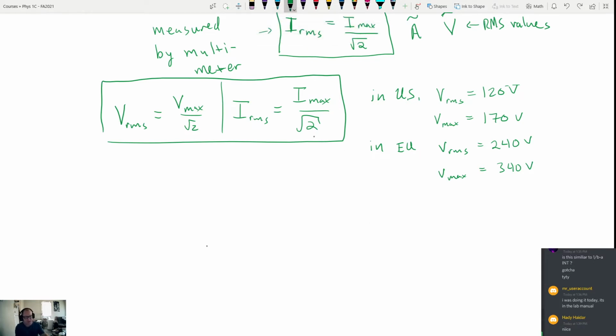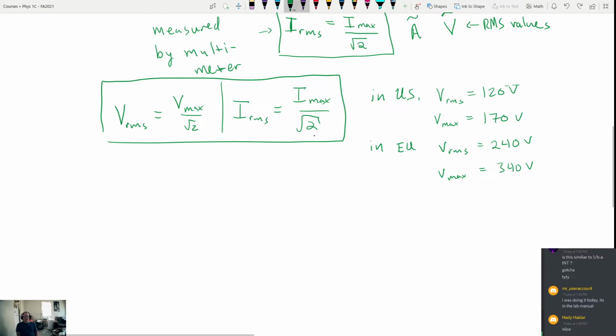And what we're going to find out is that if we use these values, then later on we're going to see that the rules about how you calculate things like power and how you do things like, given voltage, find current, we're going to find that if you use these RMS values, the equations that we get end up being very similar to the equations that we get for DC current. So that's a pretty handy thing about these RMS values.